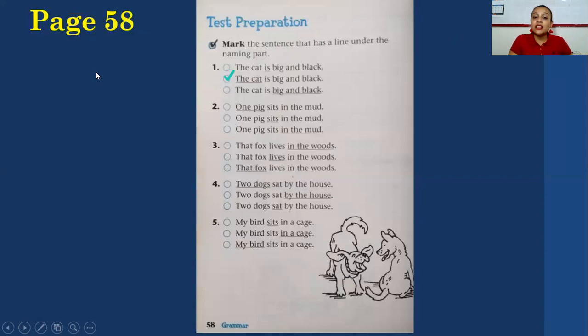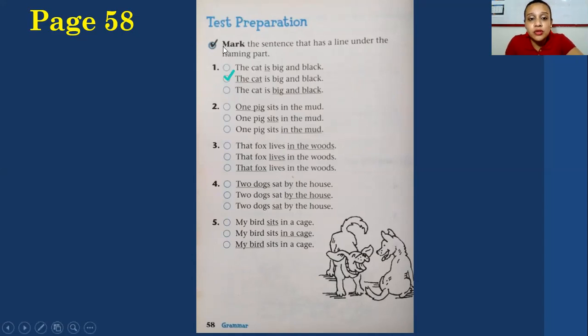And in page 58, let's do this test preparation. Yes, as homework, you are going to write this test preparation in your notebooks and then solve it. And how can you do it? Talking about naming parts of a sentence. Remember, a naming part of the sentence is that part that tells us who or what the sentence is talking about. So now, test preparation, follow the directions always.